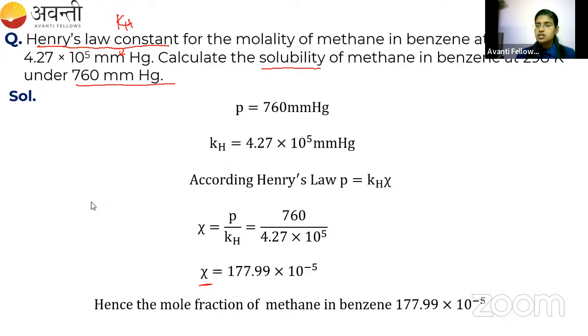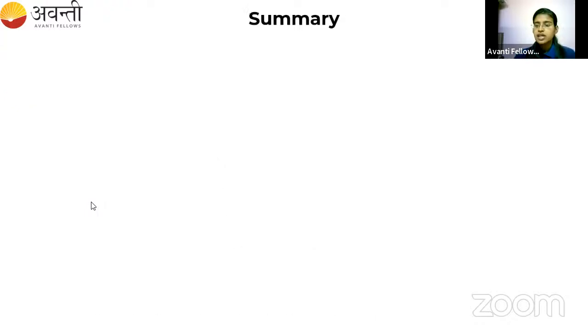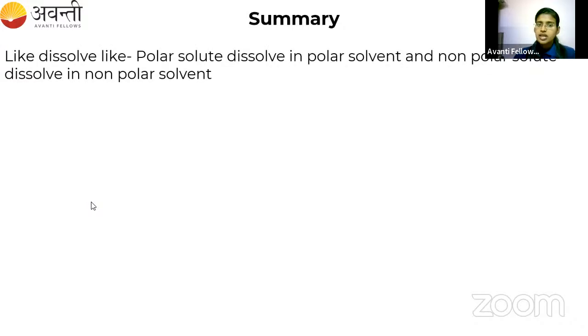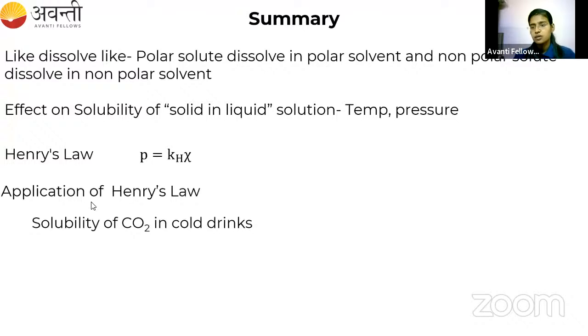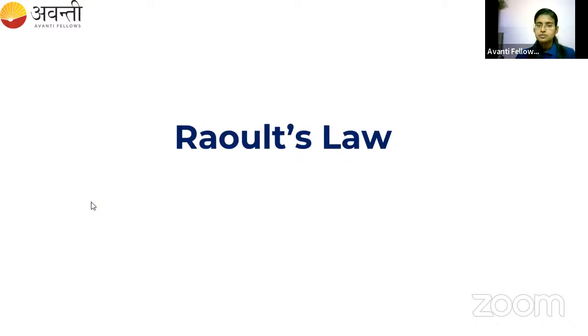Fine. So let me summarize the things which we have discussed today. We have studied the like dissolves like concept, and then we have discussed some effects which affect the solubility. Then I have discussed Henry's law, then some applications of Henry's law. So this is all for the Henry's law concept. Now the next topic is Raoult's law. Shall I move on to Raoult's law? Any doubt from the Henry's law concept? Are you all able to understand each and every point which I have discussed? All the relations, definitions, graph, examples, applications, everything is important.